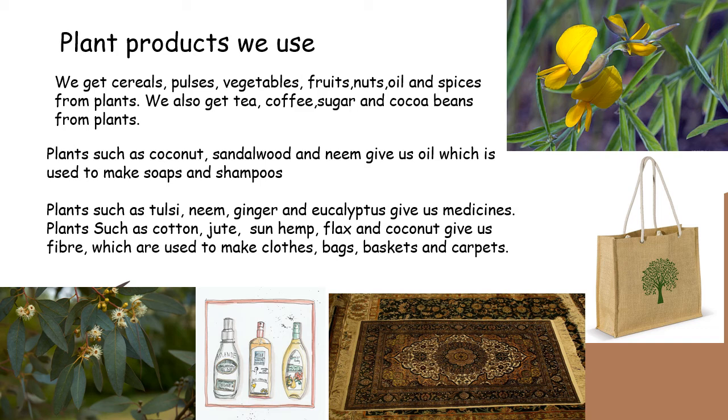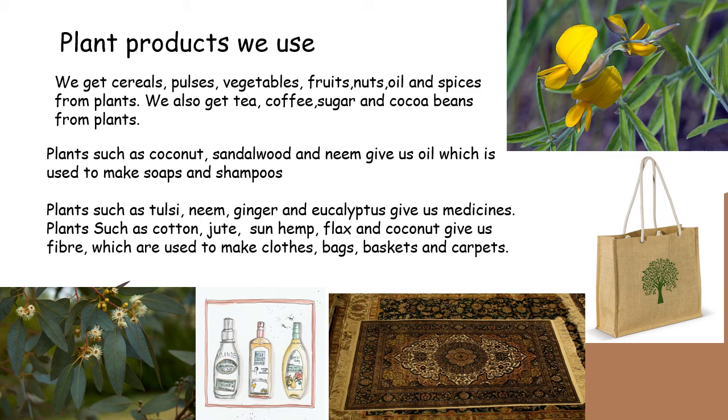Plants such as coconut, sandalwood and neem give us oil, which is used to make soap and shampoos. Plants such as tulsi, neem, ginger and eucalyptus give us medicines. Plants such as cotton, jute, sun hemp, flax and coconut give us fiber, which is used to make cloth, bags and carpet.